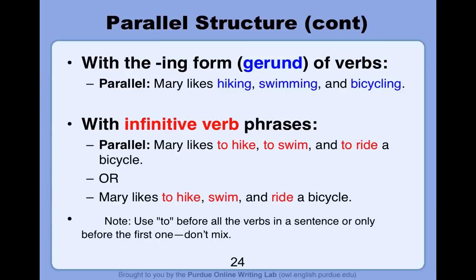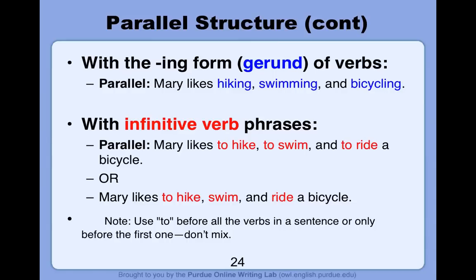With the -ing form or gerund of verbs, and here we see I made them blue, the gerund and the verbs. Here's a parallel structure. Mary likes hiking, swimming, and bicycling. Each of those, hiking, swimming, and bicycling, are -ing forms of verbs. An -ing form of a verb is called a gerund.